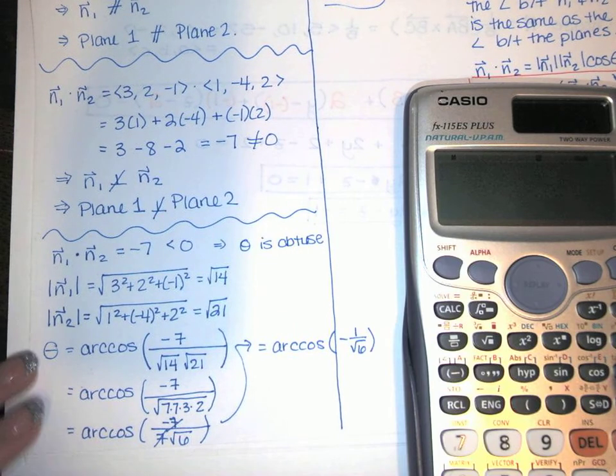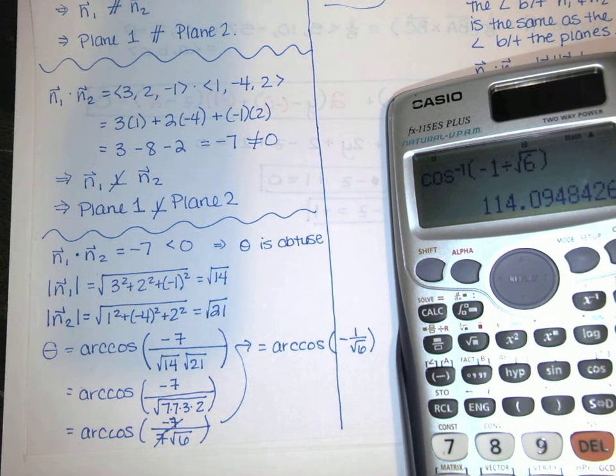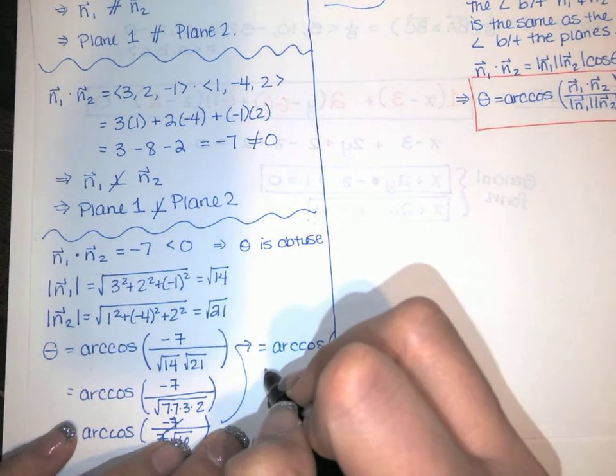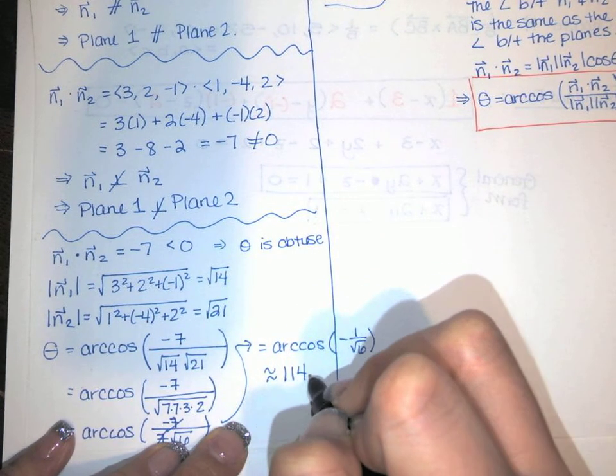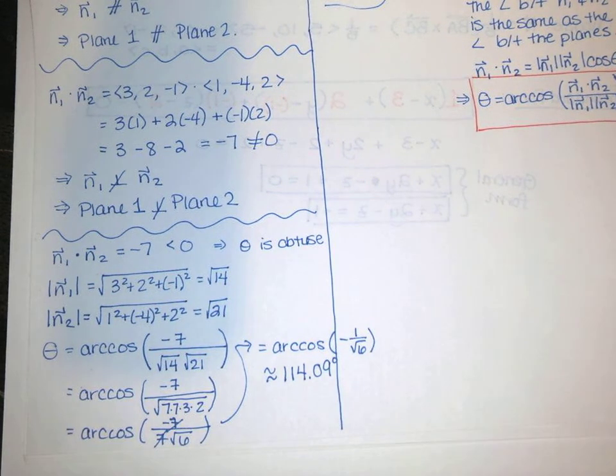So I have the inverse cosine of -1 divided by square root of 6. And so the angle between those two normals is 114.09. And I'm in degree mode, so that's degrees. You'd say, okay, well, what does that mean, Miss Townsend?